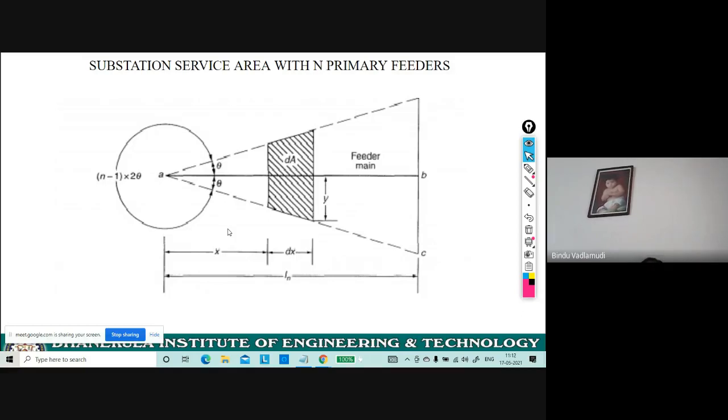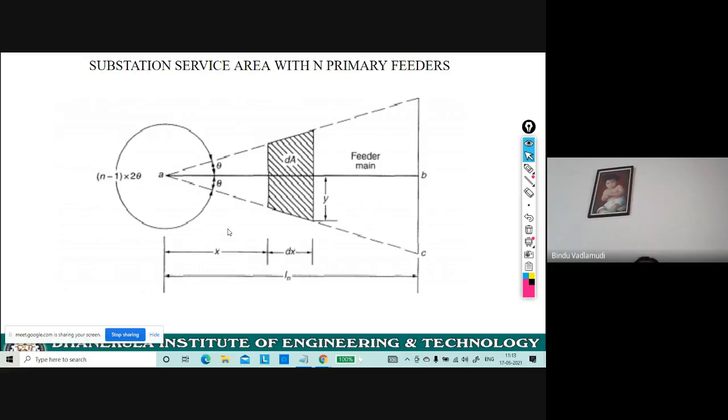In that case, is the arrangement fixed, square or hexagonal? No, because if you derive the expression with n number of feeders, we can apply it for any number, either 2, 4, 6 or 3. So we are deriving the expression for n number of feeders. The substation service area has n feeders, and the n value may vary. If n is equal to 4, it represents a square arrangement. If n is equal to 6, we can consider it hexagonal.